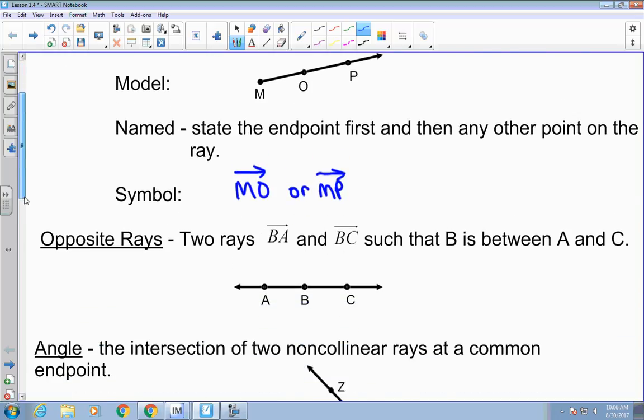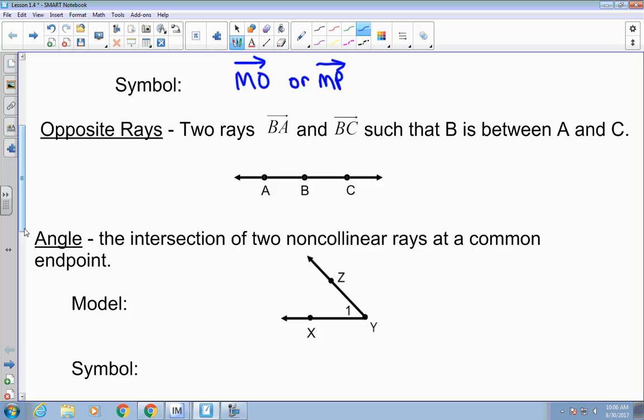You can have opposite rays, like ray BA and ray BC. If you're told they're opposite rays, then that tells you B is between A and C, which means they form a straight line, which is sometimes really important. Anytime you're told that two rays are opposite, you can assume they create a straight line.